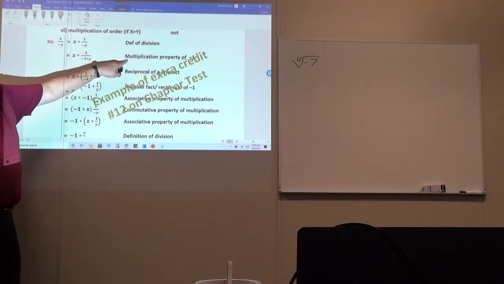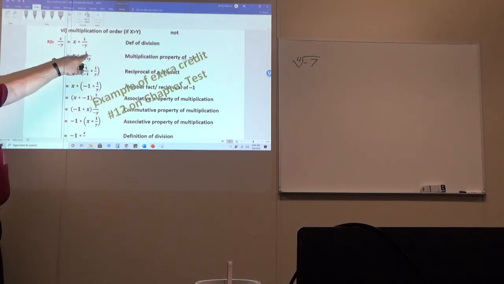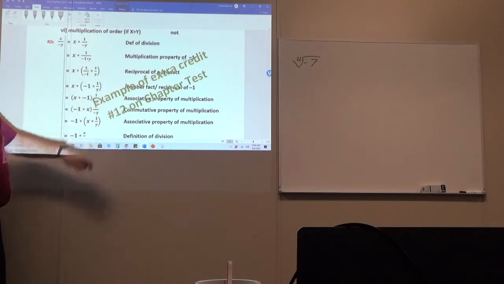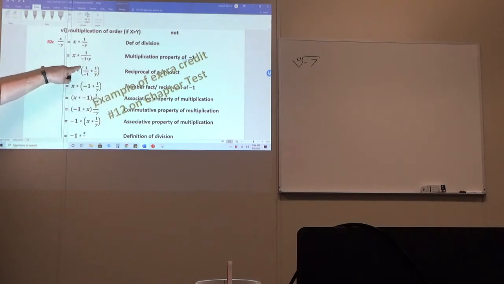The multiplication property of -1 says that -1 times x is equal to -x. So negative y is equal to -1 times y. That's the multiplication property of -1. And then now I change this into this. Right? That's the reciprocal of a product, which is what the book says. But you could also say that's the definition of division. I have this number divided by this number. This number divided by both of those is what that is. All right, and then what happened here?